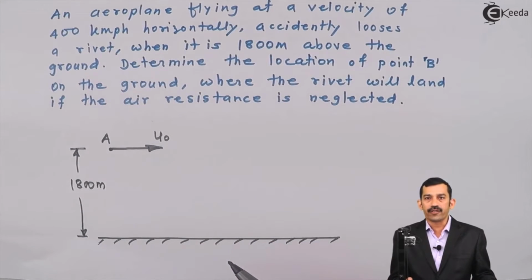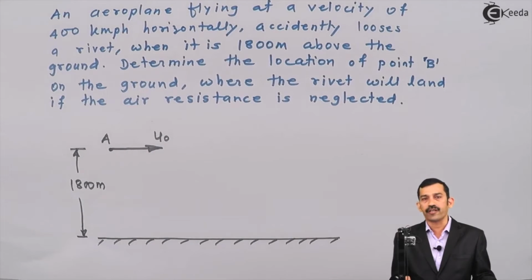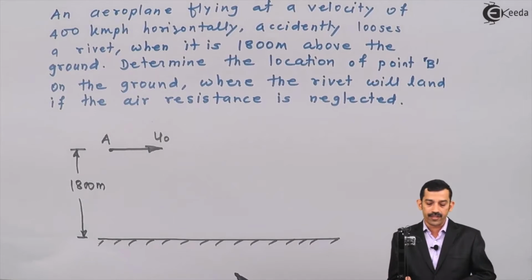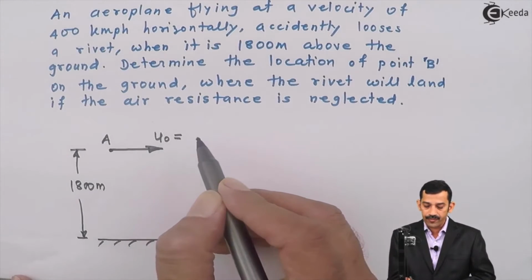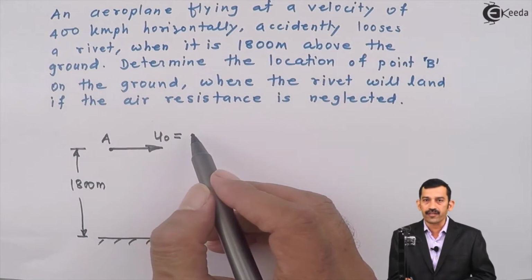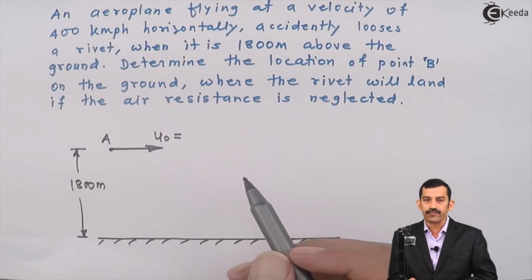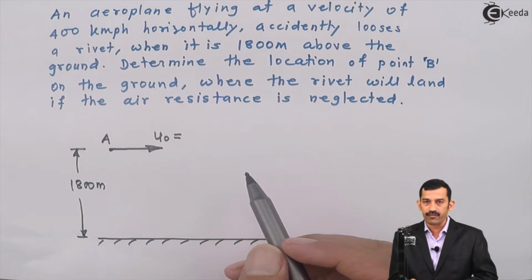The plane is flying in the horizontal direction and it loses the rivet. Therefore, the velocity of the rivet is also in the horizontal direction, whose magnitude is the same as that of the velocity of the aeroplane. The aeroplane is flying at 400 kilometers per hour. Therefore, we find this velocity in meters per second. 36 kilometers per hour is nothing but 10 meters per second. So we multiply by 1000 divided by 3600, as 1 hour is 3600 seconds.